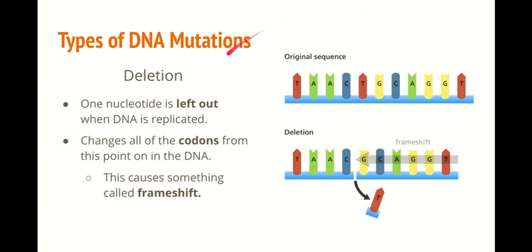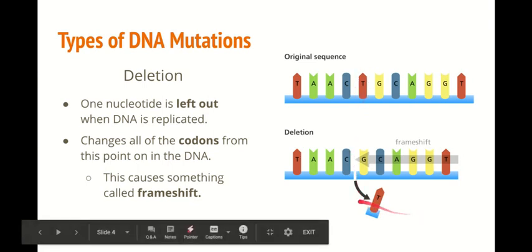So our first type of mutation is called a deletion. This is when one nucleotide gets left out when DNA is replicated. So for example, over here we have our original DNA sequence, and when this DNA sequence got replicated, this nucleotide got left out. It got booted out, it didn't get copied, it didn't get added in. For some reason, DNA polymerase didn't put that thymine where it was supposed to go.